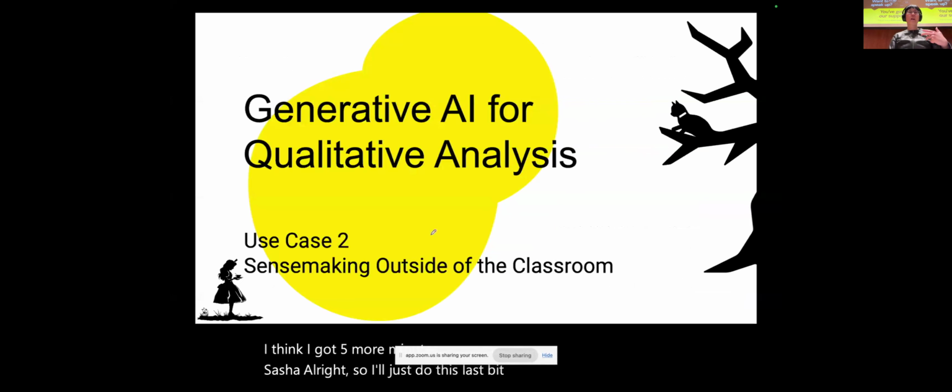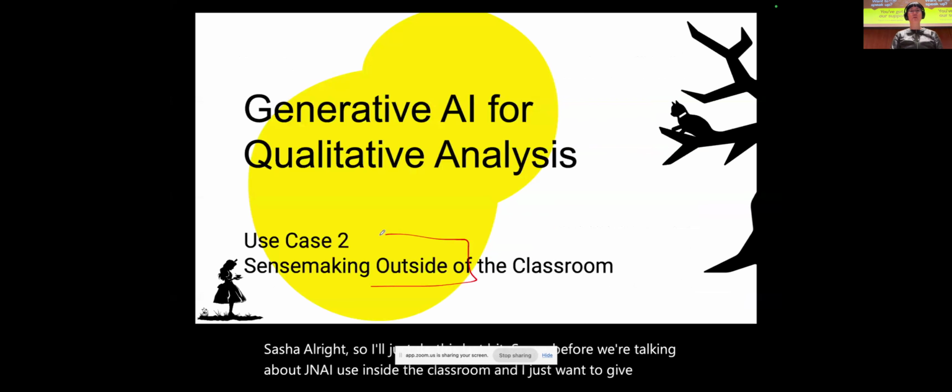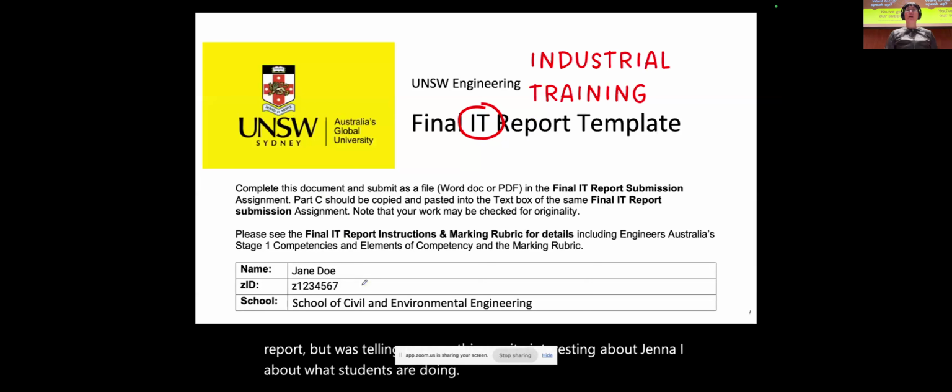So before, we were talking about GenAI used inside the classroom, and I just want to give a simple use case outside the classroom. This is a little proof of concept we did early in the year. It's a very small proof of concept with only a small number of reports, but it was telling us something quite interesting about GenAI, about what students are doing when they are doing industrial training. For those of you who are not engineering educators, industrial training is just a placement most EA accredited engineering degrees have to implement.